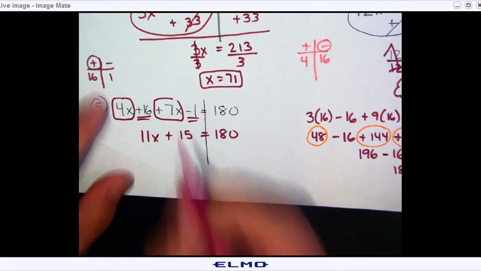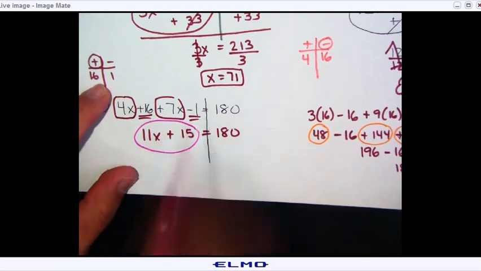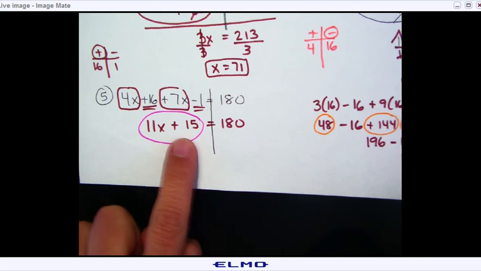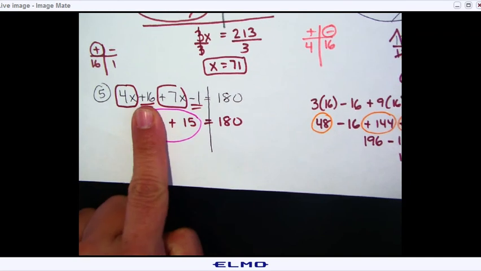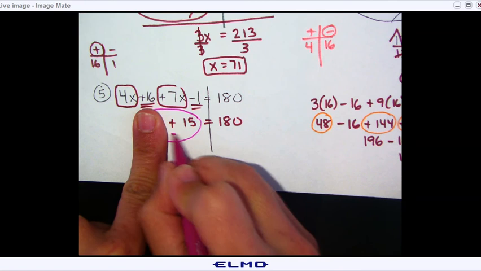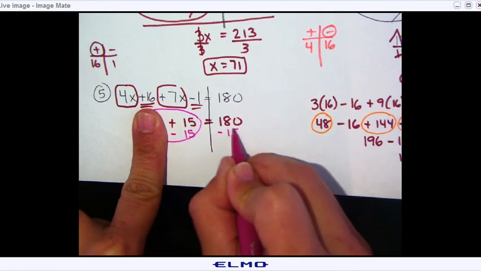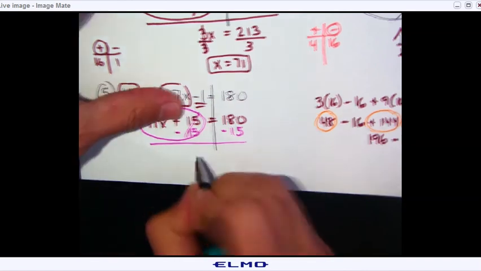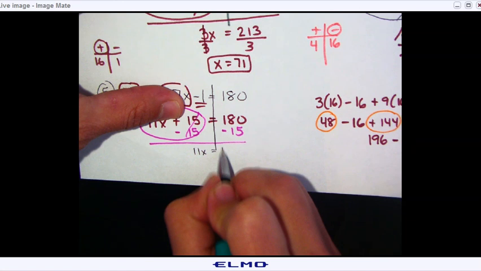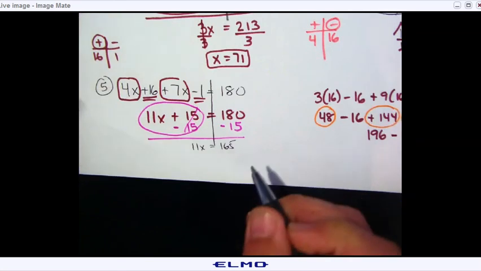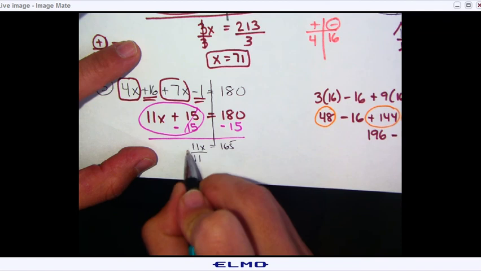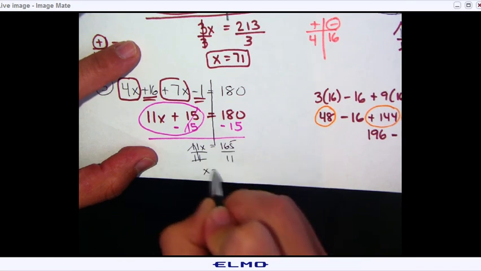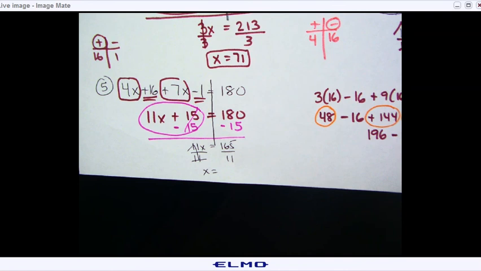So you're going to now subtract. You don't divide just yet, because you still have the 11x plus the 15. You've got to get rid of the positive 15, minus 15. And that's going to give you what? 11x equals 165. And then divide by what? 11. Now divide. 165 divided by 11 is 15.